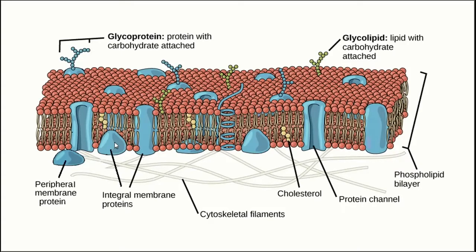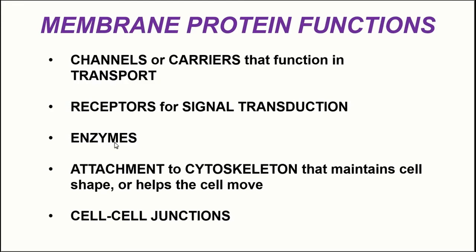So let's look at function. What is this variety of proteins in the plasma membrane doing? What does this variety of proteins do for our cells? It turns out these proteins do a lot for our cells. They have many different functions, as you can see here. We'll highlight each of these real briefly here, and then we'll explore each of them in a little bit more detail in a few moments.